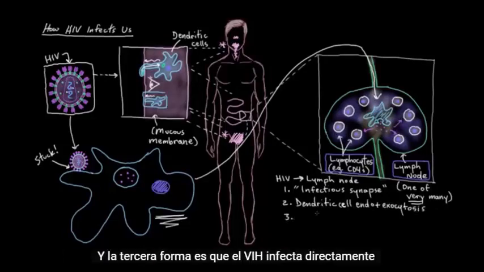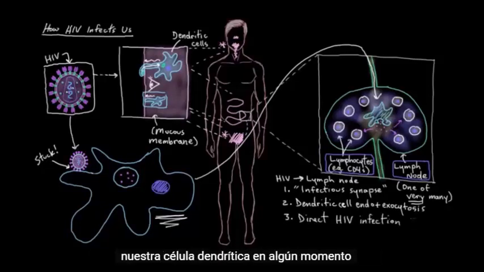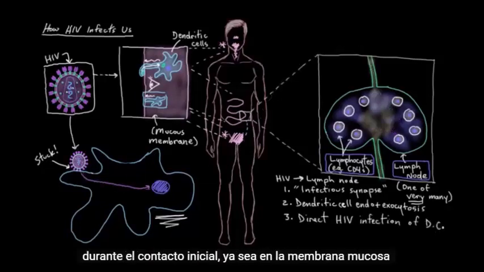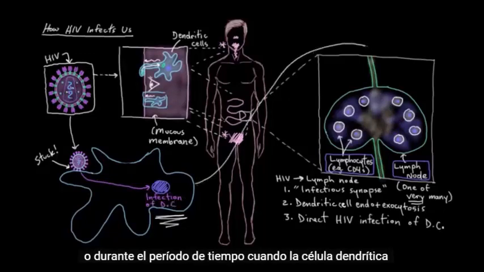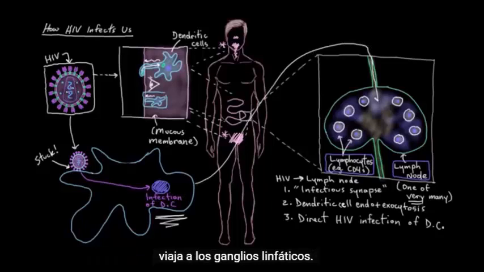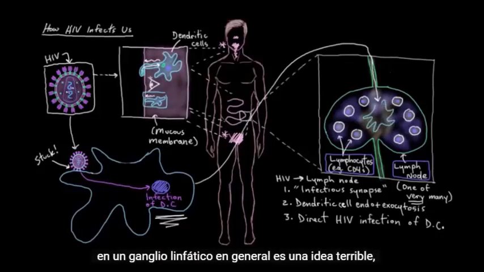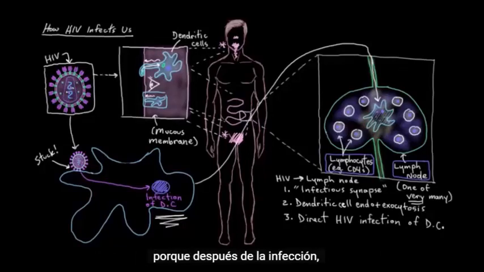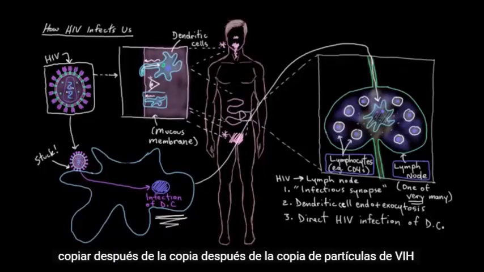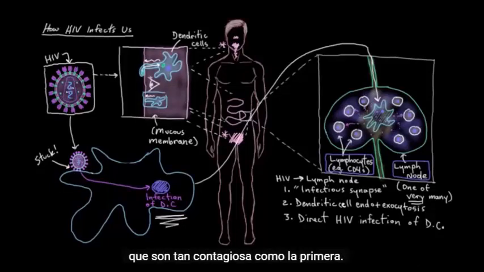And the third way is that HIV will directly infect our dendritic cell at some point during initial contact, either at the mucous membrane or during the period of time when the dendritic cell is traveling to the lymph node. And throwing an infected dendritic cell into a lymph node is generally a terrible idea, probably the worst idea anyone could ever have, because after becoming infected, the dendritic cell will start pumping out copy after copy after copy of HIV particles that are just as infectious as the first one.